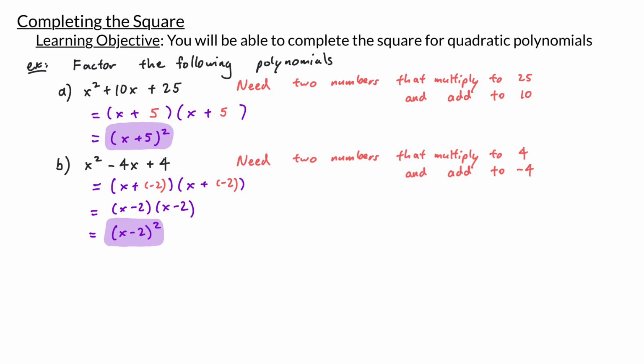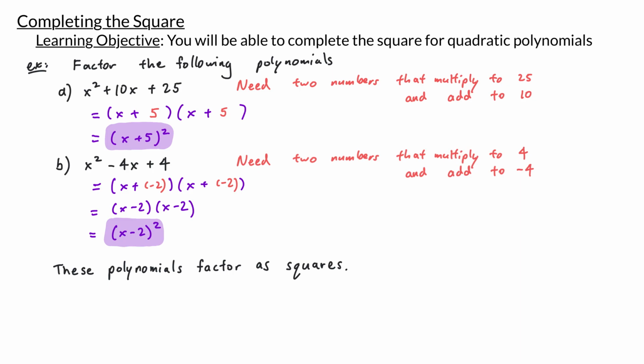In our two examples here, when we were looking for the two numbers that multiply to the last number and add up to the middle number, the two numbers ended up being the same. Like in our first example, the two numbers were 5 and 5. In our second example, the two numbers were negative 2 and negative 2. Since the two numbers were the same, we ended up with repeated factors, and so we can group them together to get x with some number all squared. Since these polynomials factor in this way, we say that these polynomials factor as squares.